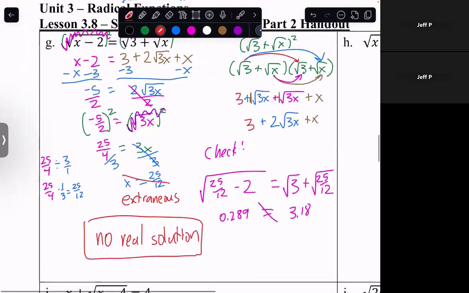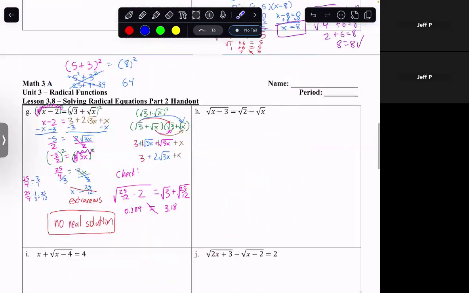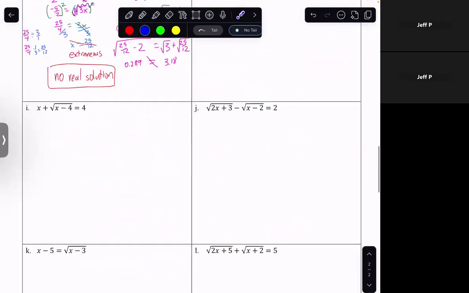Okay, so again, with radical equations, checking is always recommended for all types of problems. But yeah, with radicals, even if you do everything perfectly to get to your answer, it might be extraneous. Okay, so again, you have to check it. There's really no other option. Okay, so let me jump down and look at letter J now.